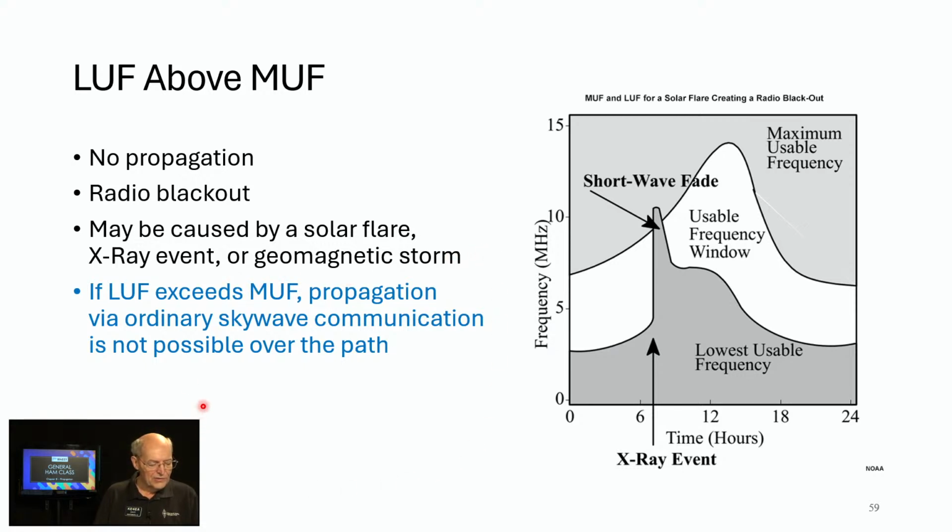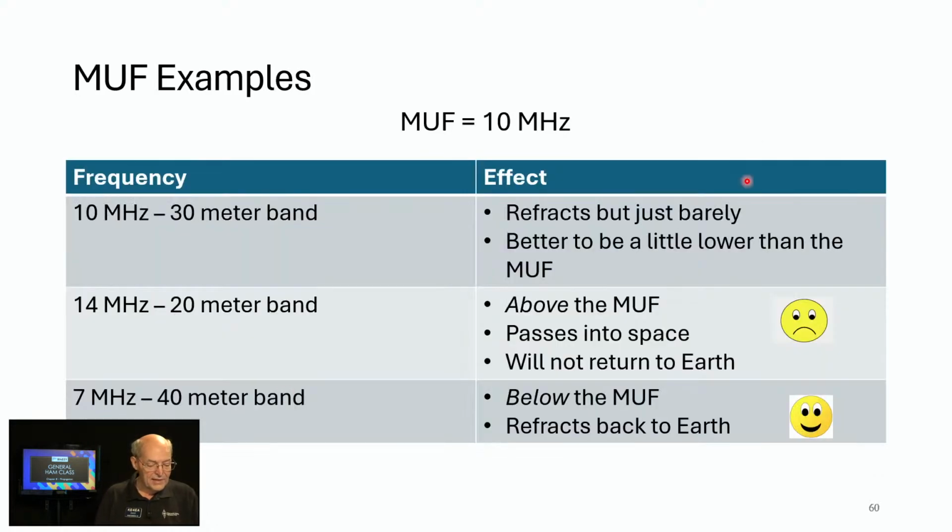Now, if LUF, lowest usable frequency, exceeds MUF, maximum usable frequency, propagation via ordinary skywave communication is not possible over the path. And that's diagrammed here. It's easier to see graphically than it is through all of these words. So I added some examples here. We've had students in the past struggle with these concepts a little bit, so I thought this would be helpful, and we've had some positive feedback.